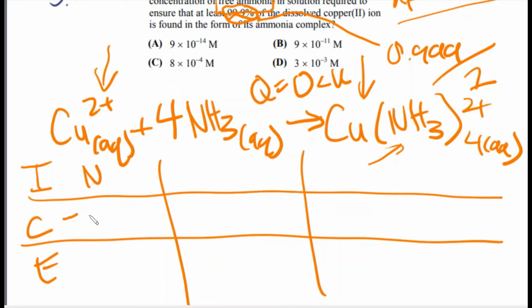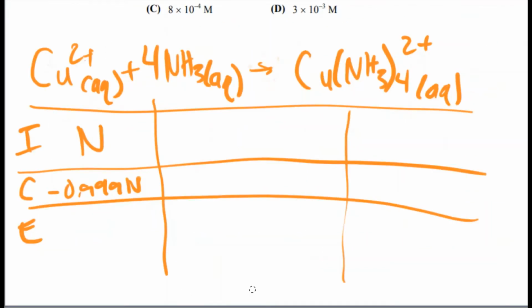Now it wants 99.9% of this to be gone and turn into this. So 99.9%, or 0.999, of the N will have to react to form this. And we know that at the end, we will have 0.001 N left over.